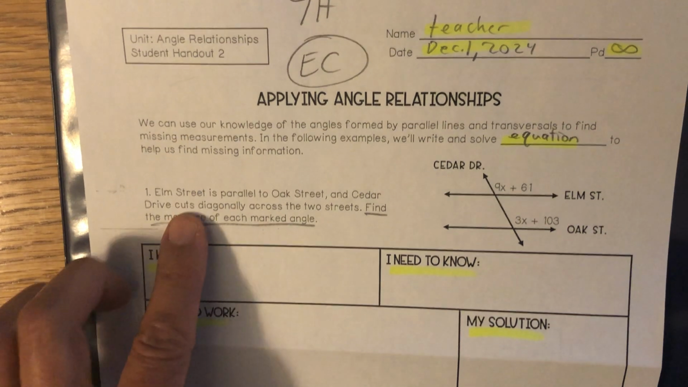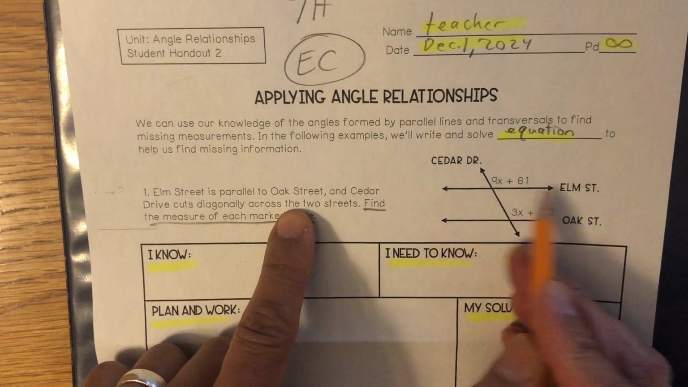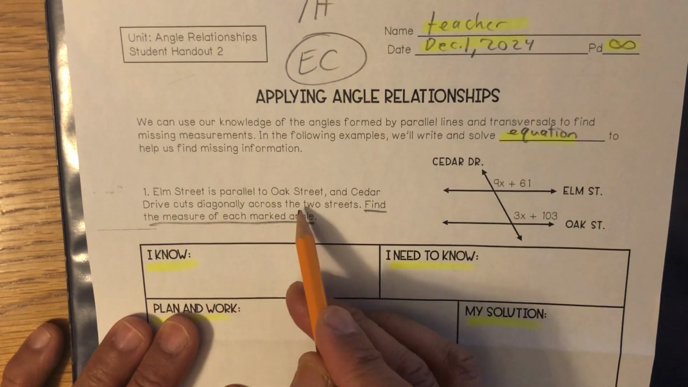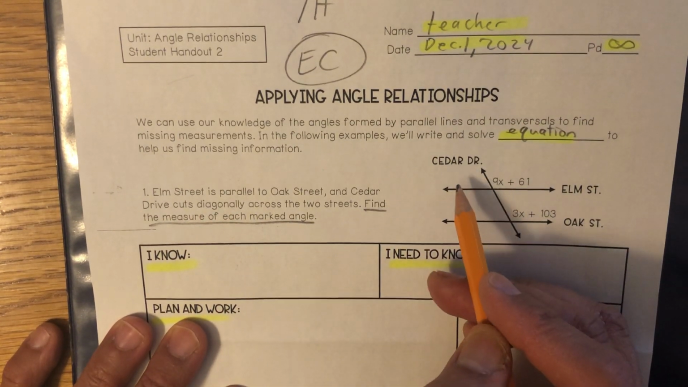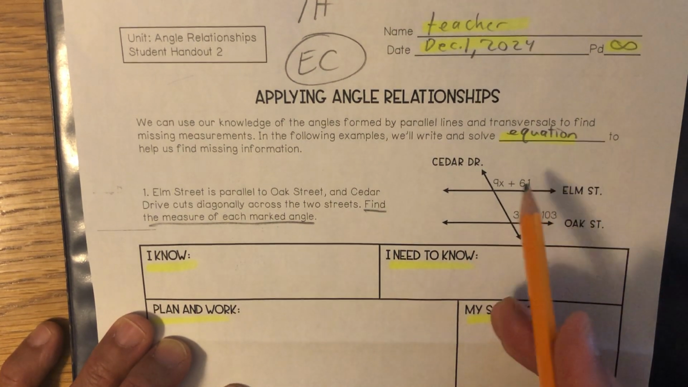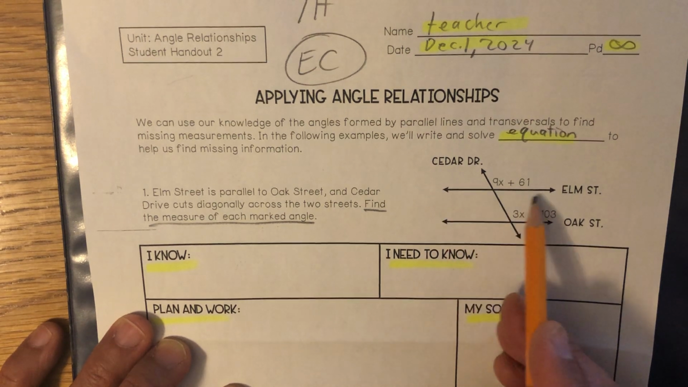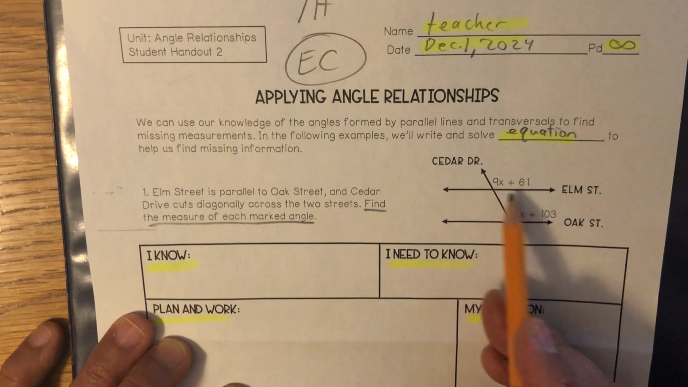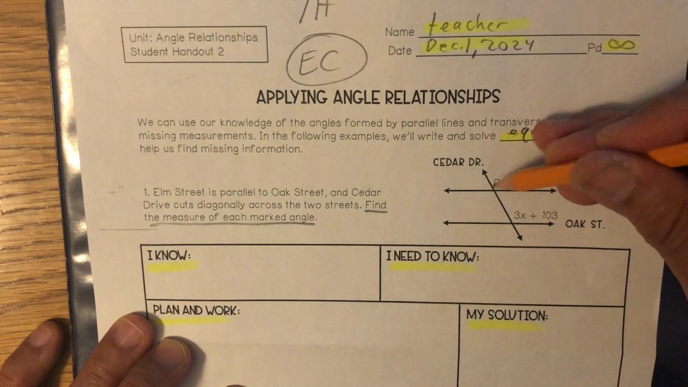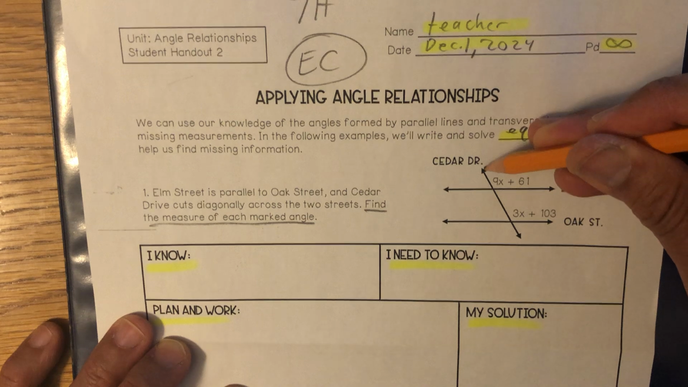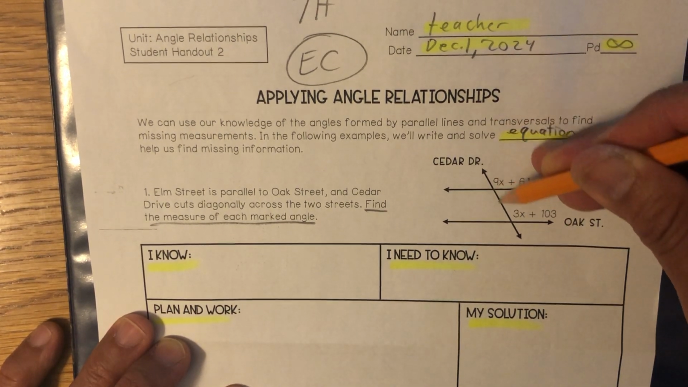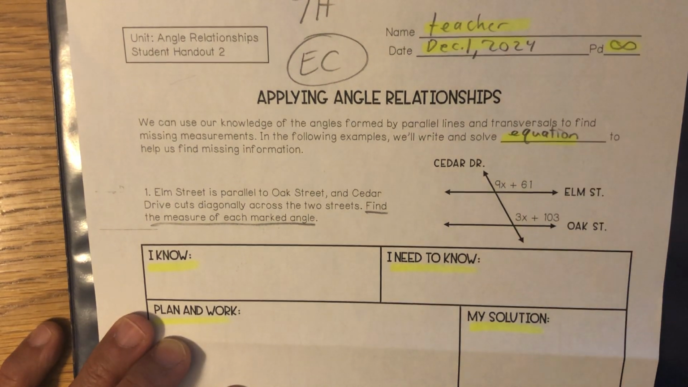Number 1, Elm Street is parallel to Oak Street. This is Elm, this is Oak. And Cedar Drive cuts diagonally across the two streets. Find the measure of each marked angle. So to review what we did in handout 1, we see two parallel lines. Elm Street and Oak Street are two parallel lines, kind of like the railroad tracks. Whenever a line cuts across the railroad tracks, like Cedar Drive, we call that Cedar Drive a transversal when it cuts across the two parallel lines.